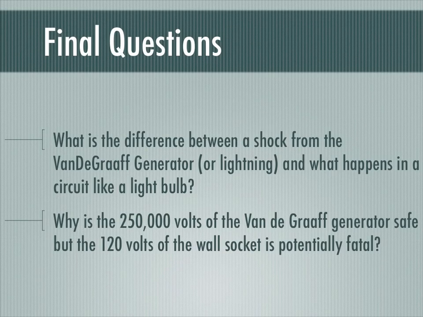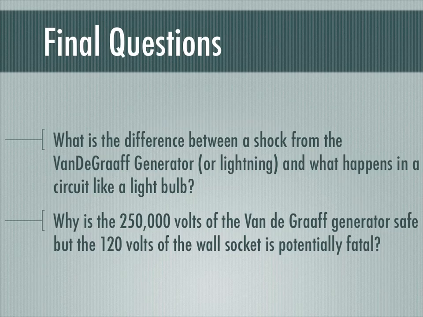Okay, let's just ask a couple final questions before we finish off here. And let's actually start with this second question. Why is the 250,000 volts of the Van de Graaff generator safe, but the 120 volts of the wall socket is potentially fatal? Now, to answer that, let's actually start by considering the first question, which is, what's the difference between getting a shock from a Van de Graaff generator, or lightning, let's say, and what happens in a circuit, like with a light bulb?